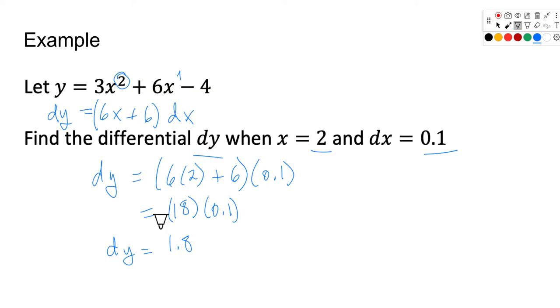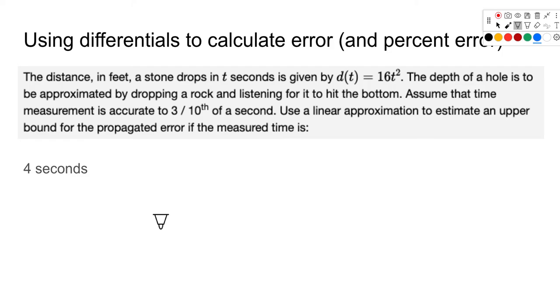Just use that dy equals the derivative of f times dx. Took this one, changed it a little bit. I'm doing 4 seconds in the book, or the WebWork might have it a little different, but let's apply the same thing. And this one's a little more understandable because it actually has a context involving a measuring error. So the distance in feet a stone drops in t seconds is given by d(t) equals 16t squared. 16 is the force of gravity, and I think it's in feet per second. If you do it in meters per second, there's a slightly different constant.